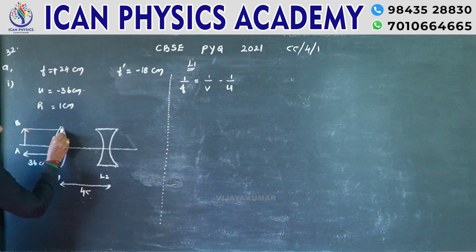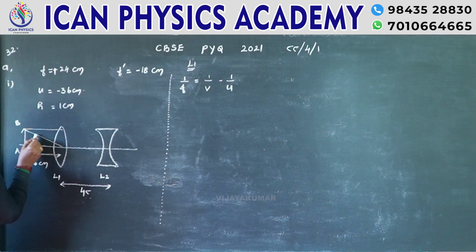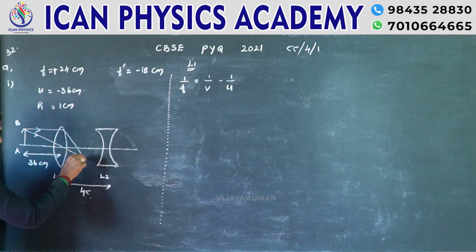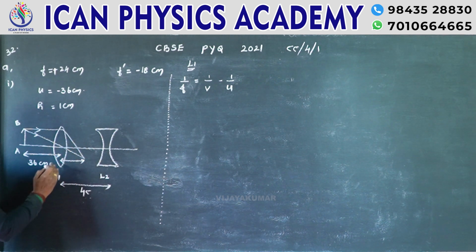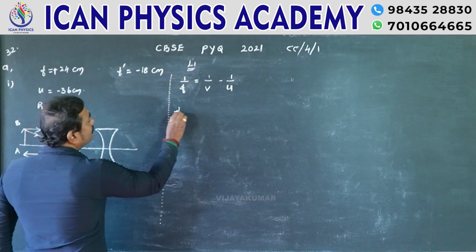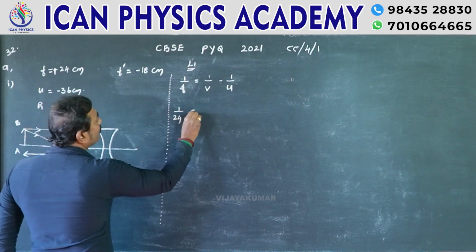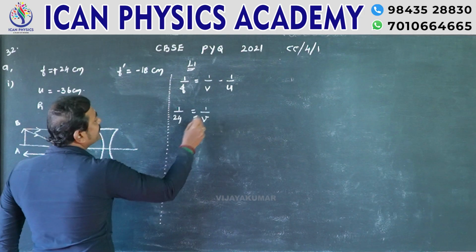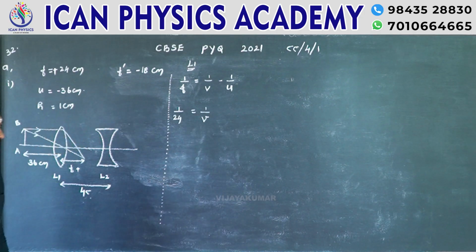Now, the incident ray which comes and forms the image, this image is on the right side of the pole of the convex lens, so that f is taken as positive. So the f value is 24. So 1 by 24 equals 1 by v, so that only we are going to calculate.